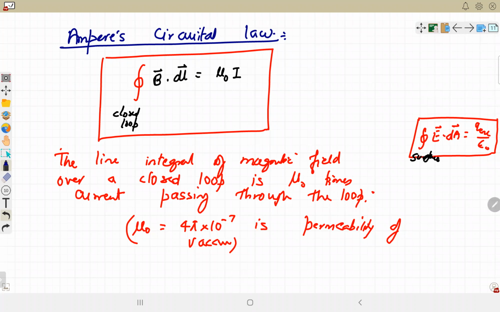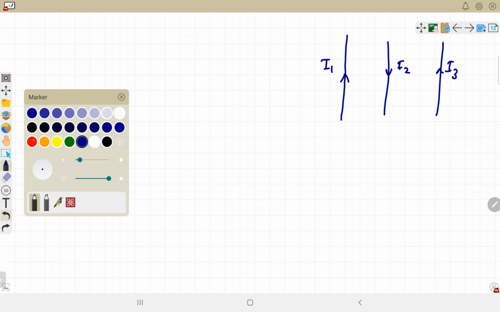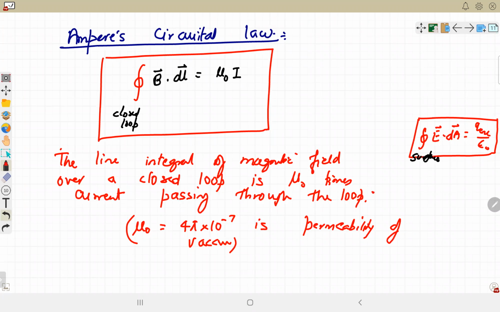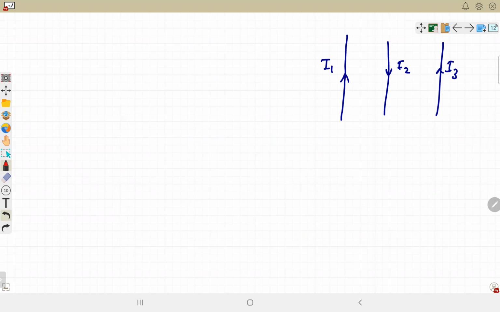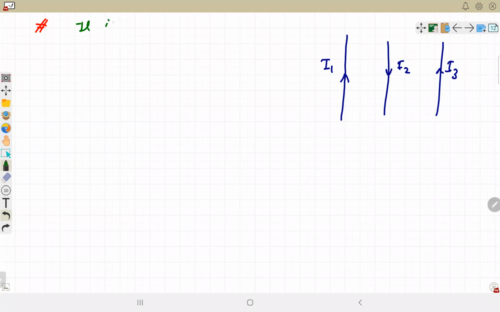So the properties are somewhat similar to the Gauss law. Suppose there are multiple wires, current I1 is going out, I2 is going in, and I3 is coming out. Now, as per this law, we can choose any random shape of loop. Loop means it may be a circle, ellipse, rectangle, or square, but it cannot be a sphere. A sphere will become a surface. So we have to consider a two-dimensional shape. So Ampere's circuital law is applicable for all shapes of loop.